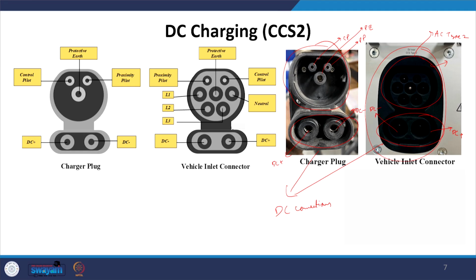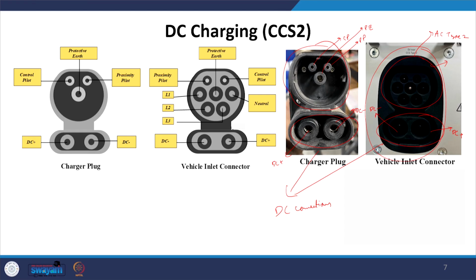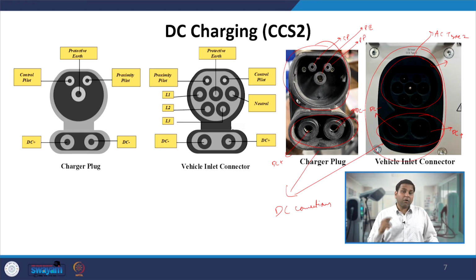Now, in case of the DC charging system which is done using CCS2, we will also have control pilot and proximity pilot, and as in case of the AC type 2 connector we have the PWM based communication happening over the control pilot and protective earth. Here also we will be doing the communication between the control pilot and protective earth line. However, the duty ratio is maintained between 3 to 7%.